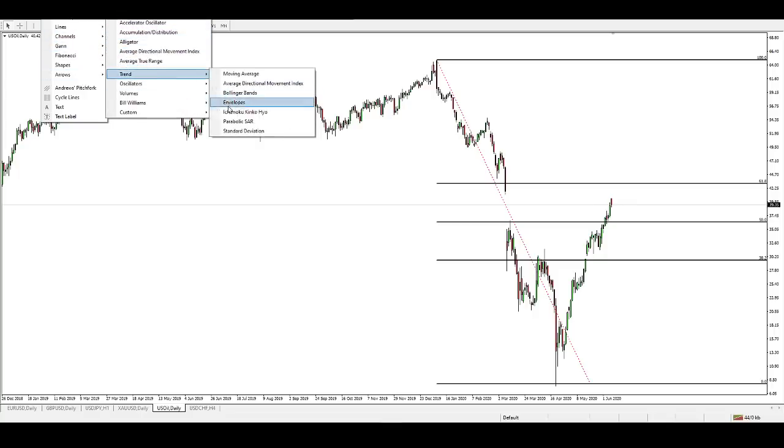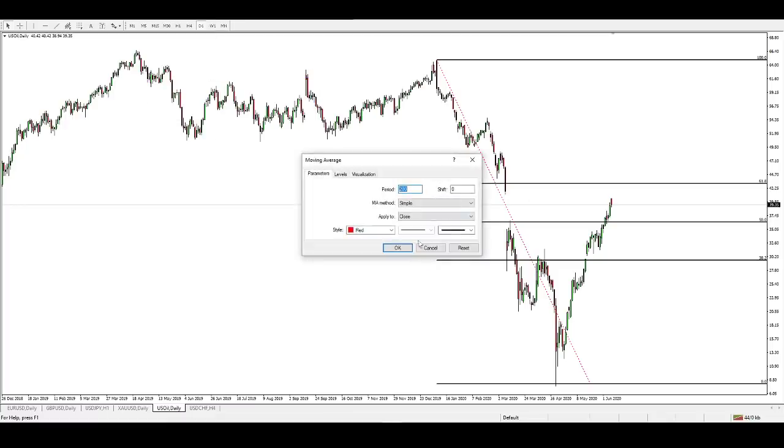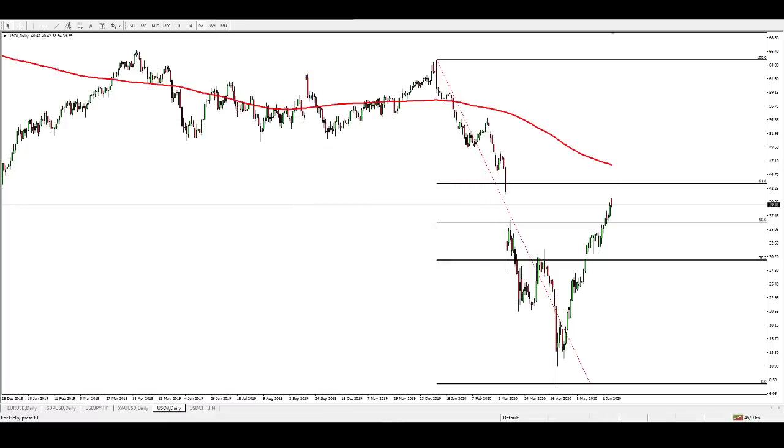Let's take a look at the 200 period moving average. Put that on the chart, and you can see there it is. So we're not quite there just yet, but if price gets up to that point, it's very possible that we could get a confluence of the 61.8 and the 200 period moving average, which to me gives a decent risk reward looking for that downtrend continuation.